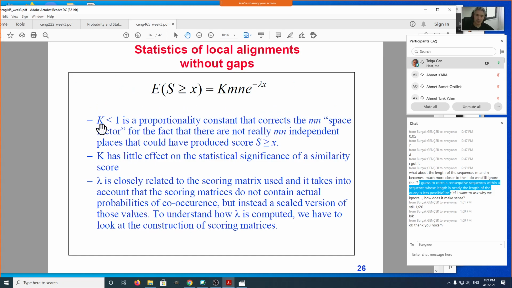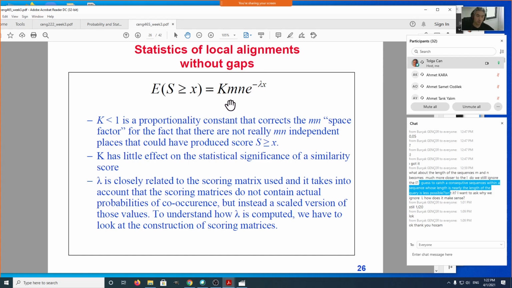Okay, so this K, which is usually less than 1, is a proportionality constant that corrects the mn space factor. This is actually (m minus l plus 1) times (n minus l plus 1). So this approximation is corrected by multiplying with this constant K. There are not really mn independent places that could have produced this score. There are fewer than that, so it's adjusted to a smaller number.